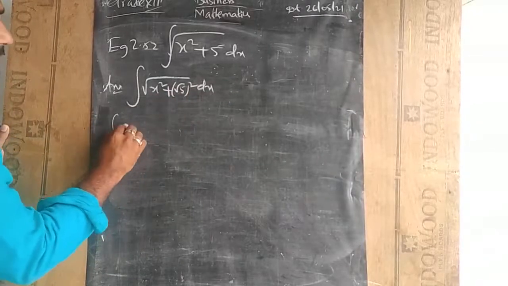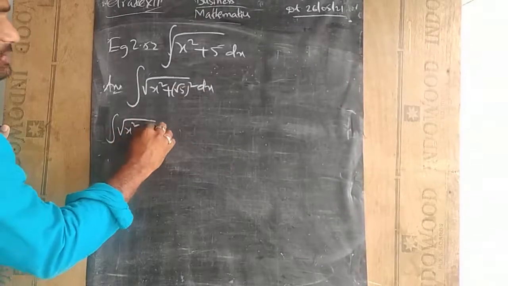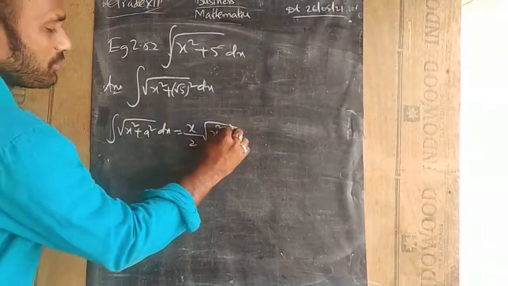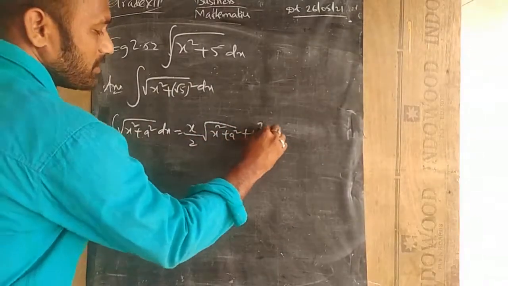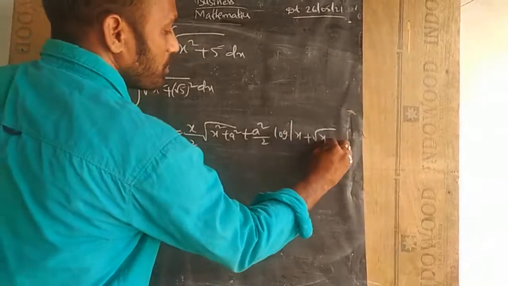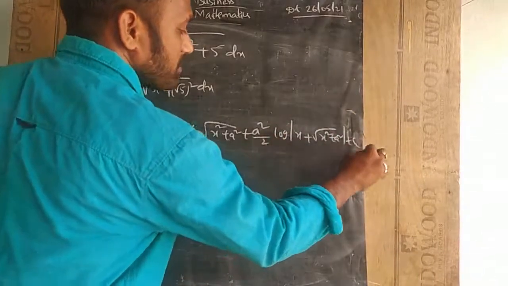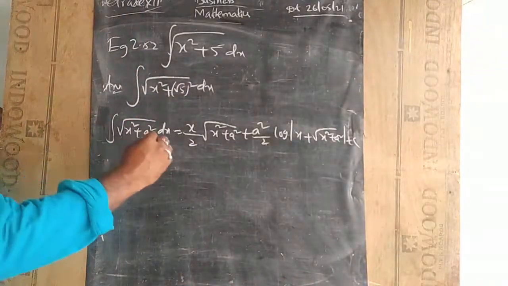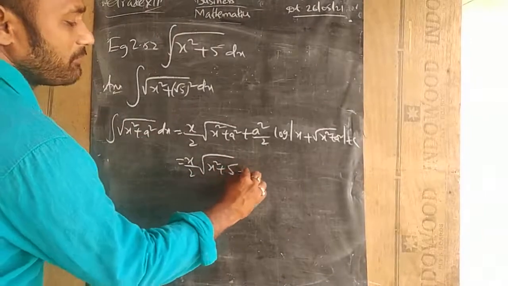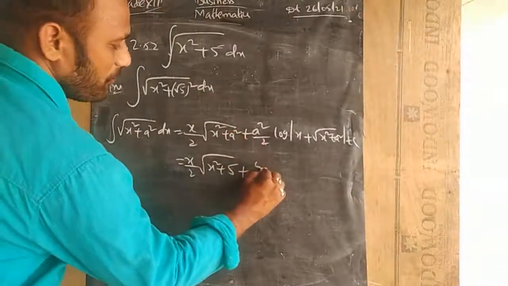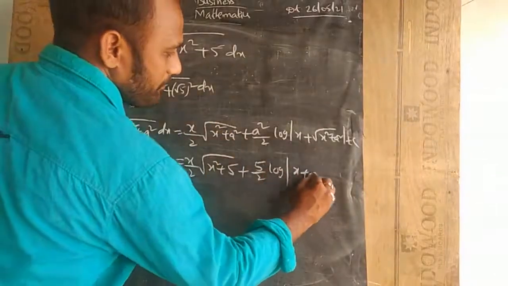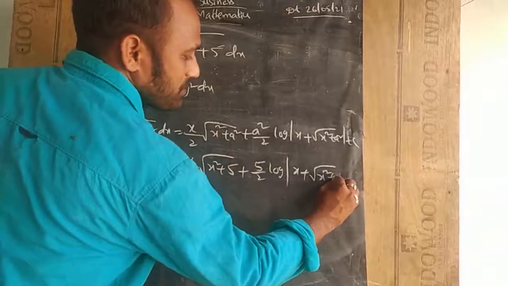So if it is in this form, root of x square plus a square dx, what will be the formula here? x by 2 root of x square plus a square plus a square by 2 log modulus x plus root of x square plus a square plus c. Now x by 2 as such, root of x square plus 5, plus a square is 5 by 2 log of x plus root of x square plus 5 plus c.